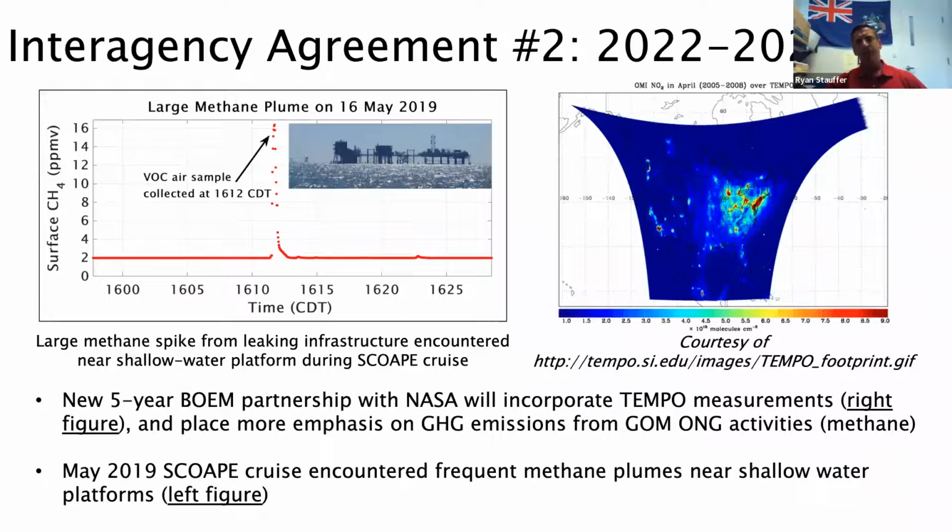So another thing that we encountered during the SCOPE cruise in May of 2019 is that we found numerous methane leaks in the shallow water platforms, which typically have older infrastructures than some of the deep water platforms. So on the top left, you can see an example from our cruise on the 16th of May, when we encountered a huge methane spike of over 16 parts per million, which is about 8 times the background of what we typically would find. And you can even see on the graph there a couple other wiggles. So essentially, anytime we pass one of these platforms, there was a spike in methane.